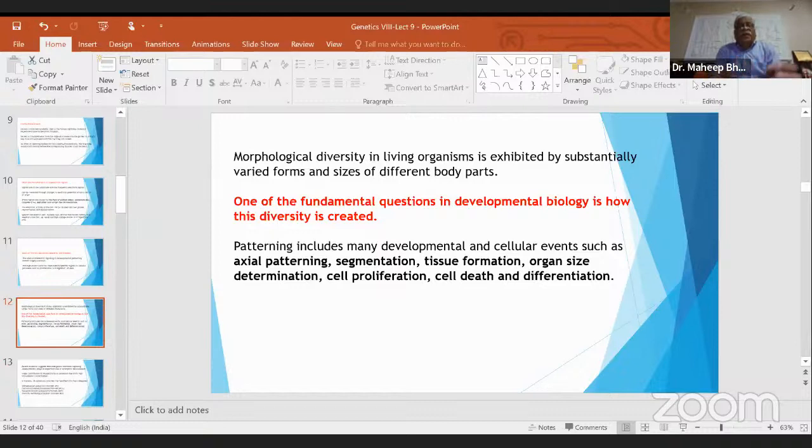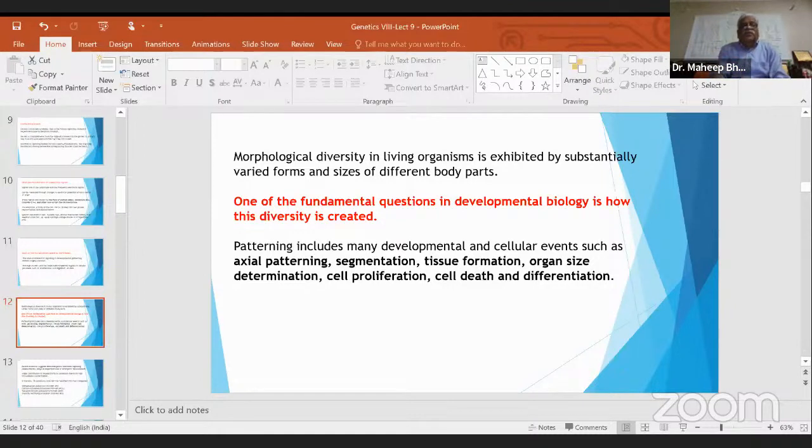Well, we also know that there is morphological diversity in living animals. If you see the monkeys, different kinds of monkeys are there: small monkeys, large monkeys, red-headed monkeys, chimpanzees, orangutans. They are all related to each other, but there are small morphological differences. Therefore, this is known as morphological diversity. How is this morphological diversity actually created? That is basically a fundamental question of developmental biology, and it can be explained on the basis of developmental patterning.